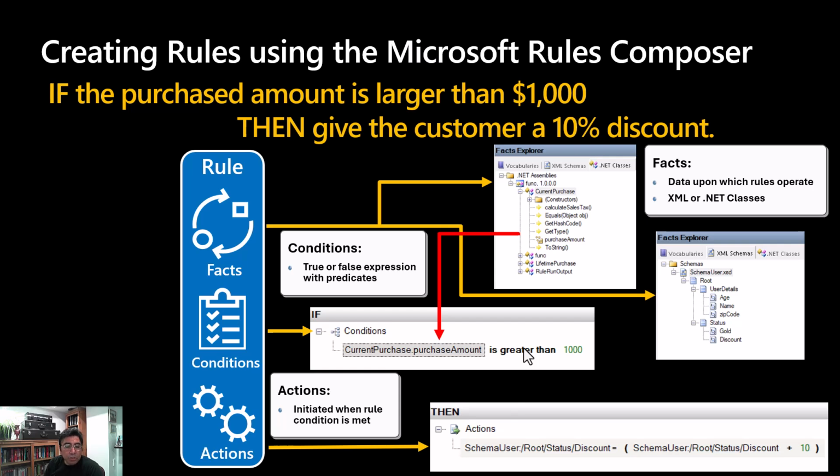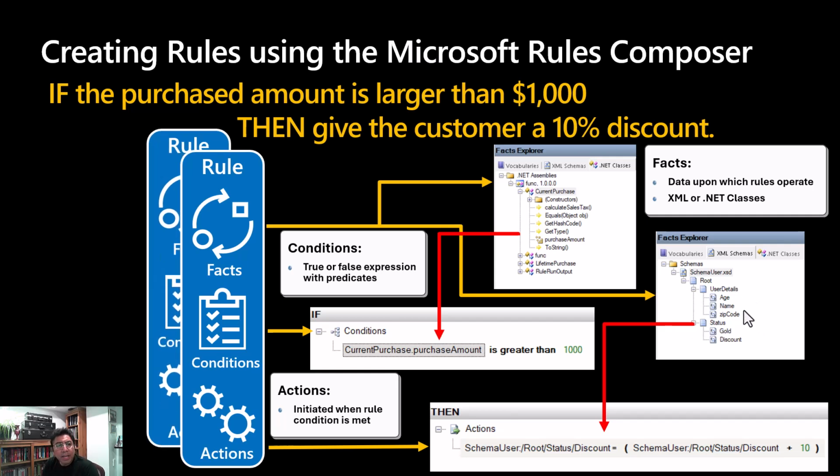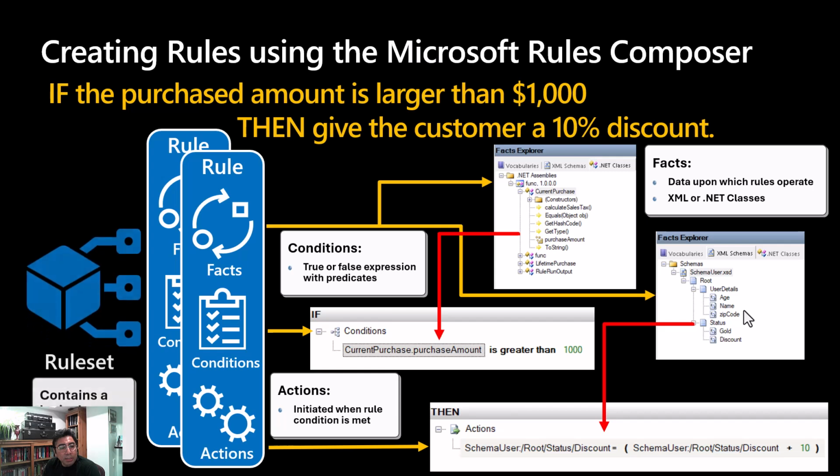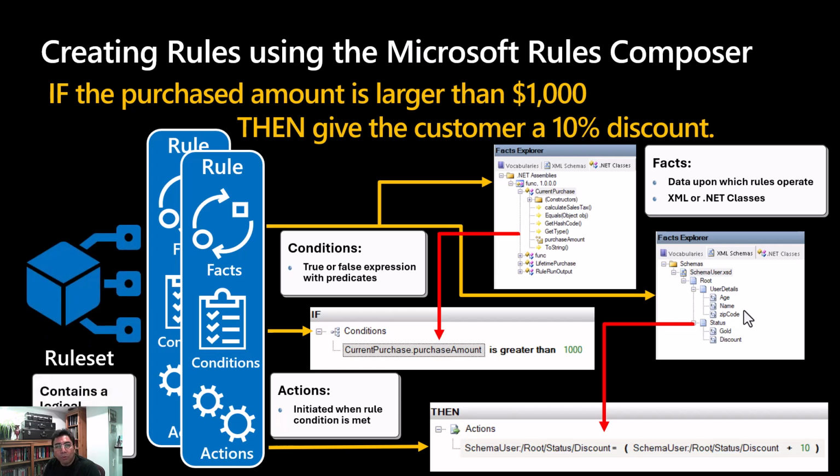Now, actions are initiated when the rule's conditions are met. In this particular case, I have a discount fact that gets augmented by 10 upon confirmation that the condition is met. So you see that this discount is coming from the status fact in this XSD schema. Now, if we have more than one rule, you have a rule set, and these rule sets contain a logical grouping of rules. So just to summarize, a rule has facts, conditions, and actions, and a rule set is a set of multiple rules.